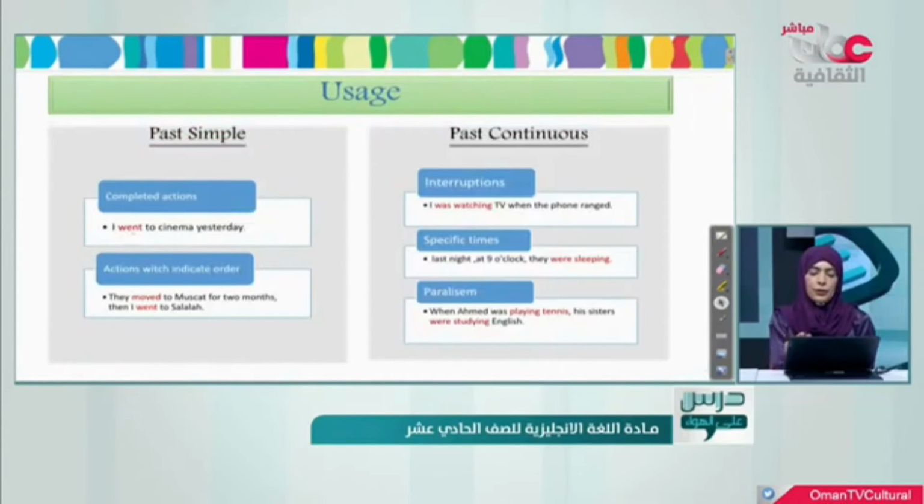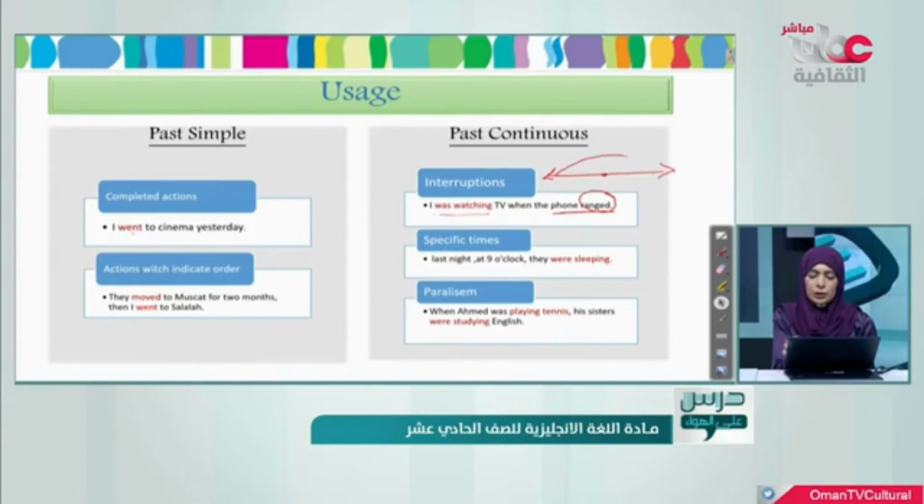Here I listed only 3, the most important usages. We use the past continuous to indicate interruptions whenever we have one situation, and then in the middle of the situation another interrupting situation occurs. Look at the example. I was watching TV when the phone rang. I have 2 actions. One of them is longer than the other one, and the second action happened in the middle of the first action.